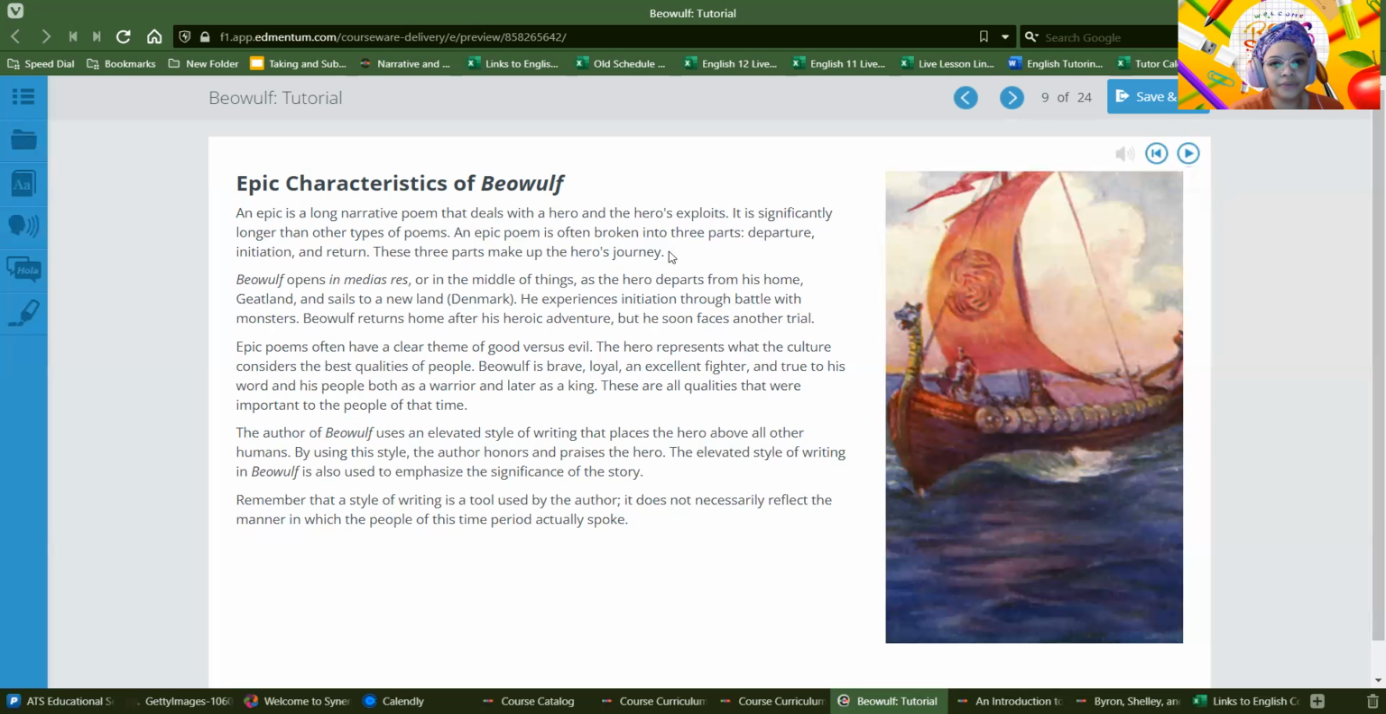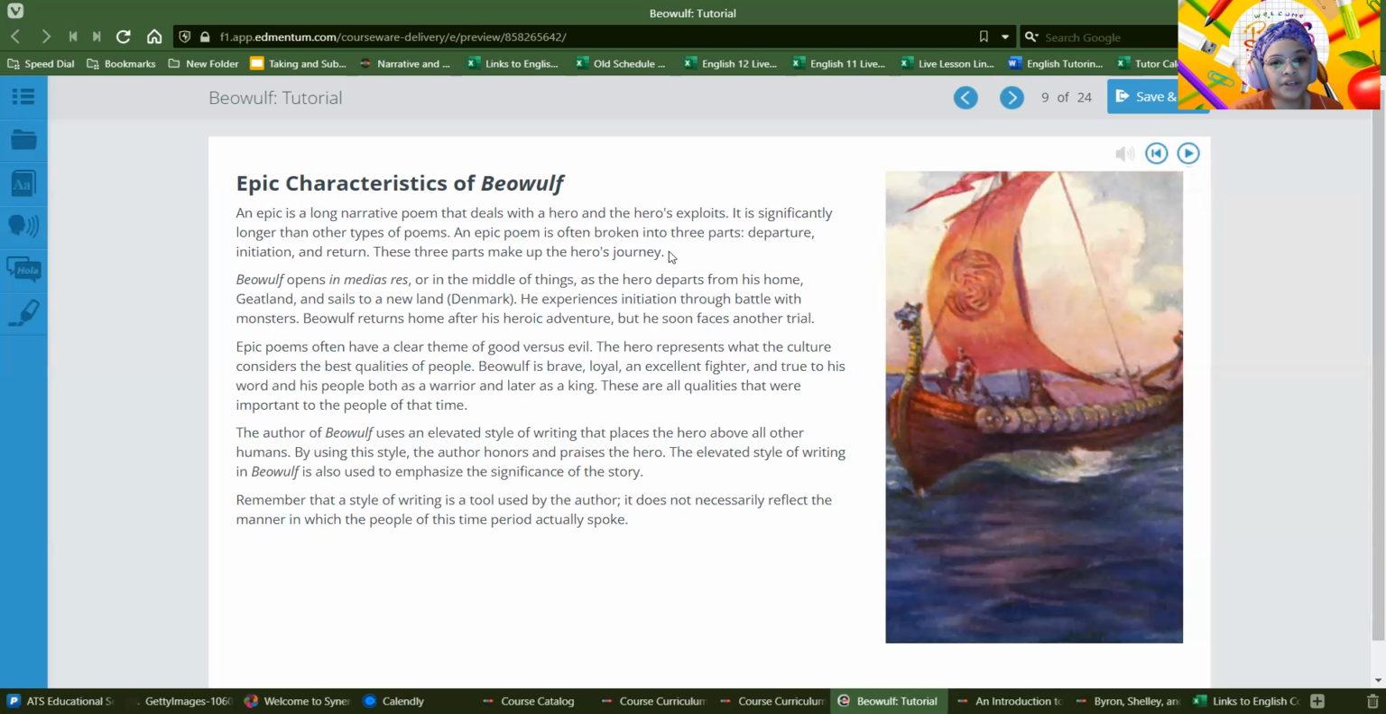So Beowulf opens in the middle of things. So he already knows that he has to prove himself and everything by the time the story starts. He leaves Geatland and sails to Denmark. He experiences initiation through battle with monsters. And he returns home after his heroic adventure, but faces another trial.